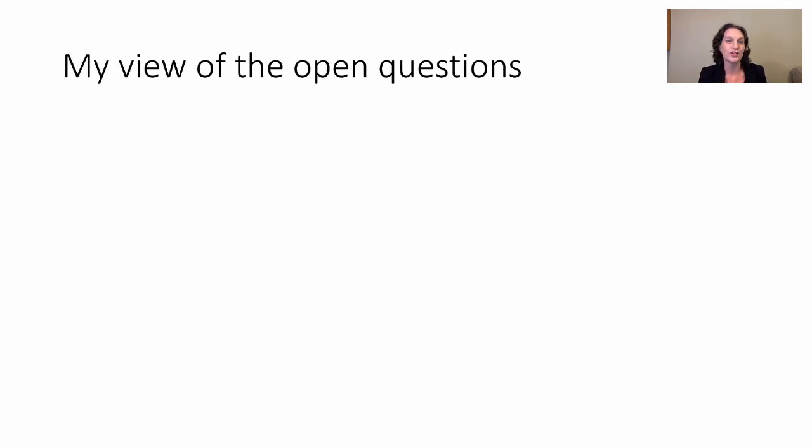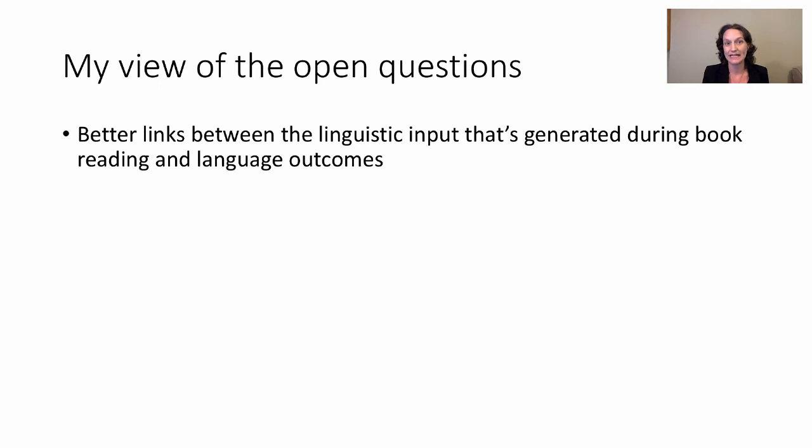So my view of the open questions in the field right now is that I really think we need better links between linguistic input that's generated during picture book reading and language outcomes. And so really thinking about the dimensions along which picture book text and child-directed speech are different, and using those dimensions to make predictions for language outcomes, more like has been done in the adult literature. I would really love to see a lot more of this brought over to the child literature as well, to more closely couple the dimensions along which we think experience is changing as you get more picture book experience, and then seeing those same dimensions play out in the behavioral measures of language outcomes.